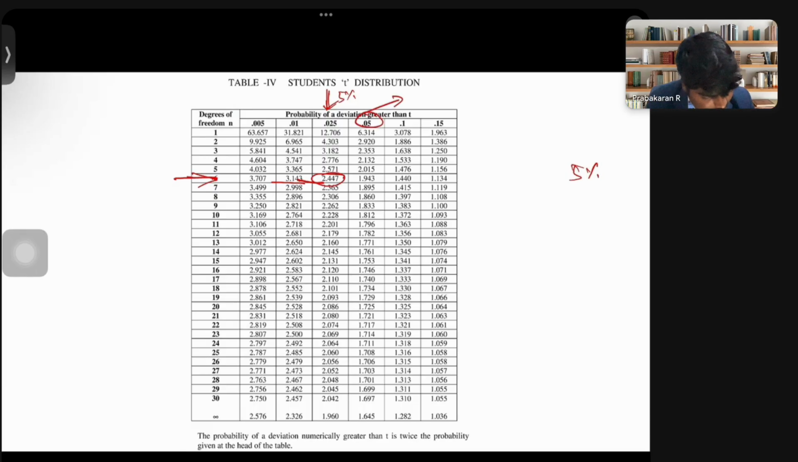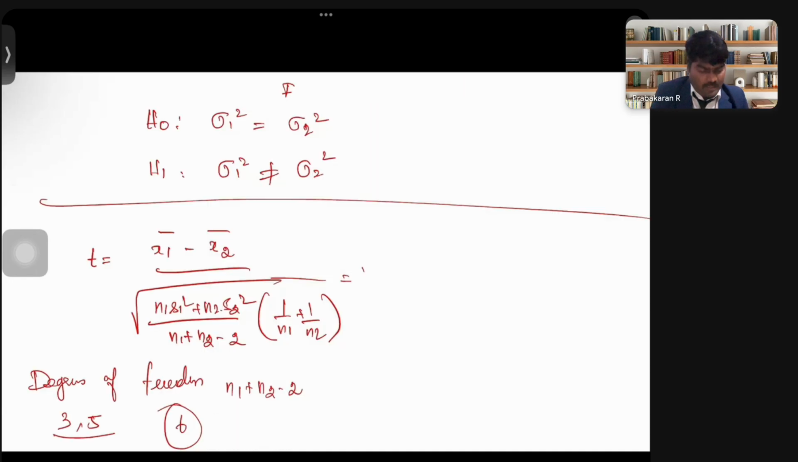This is one-tail. We can see in the table, just 0.05, that is 5%, 1.943. This is how we can look up the table value. And after that, finding out the test value and then comparing it with the table value, we can go for the conclusion.